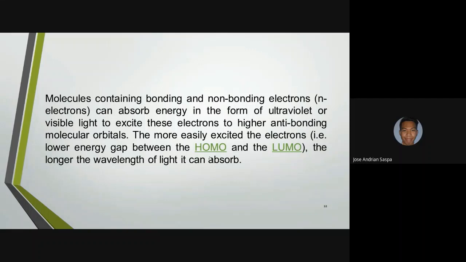So, HOMO and LUMO. HOMO stands for highest occupied molecular orbital, and LUMO stands for lowest unoccupied molecular orbital. So between the two, of the orbitals that have electrons, the HOMO is the highest in energy, while the LUMO is the lowest in energy.